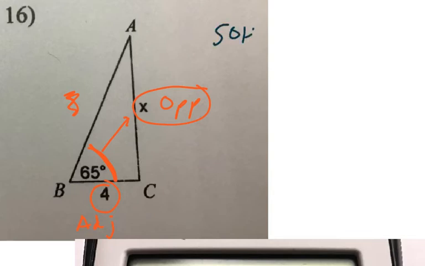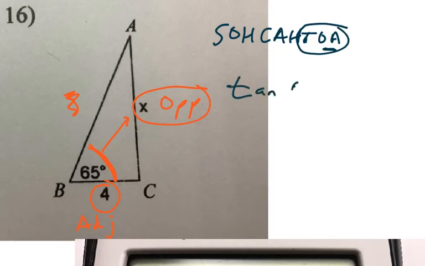Well, according to SOHCAHTOA, which one is opposite adjacent? Tangent. See the OA right there. So, we know the tangent of 65 degrees equals the opposite, which is X, over adjacent, which is 4.